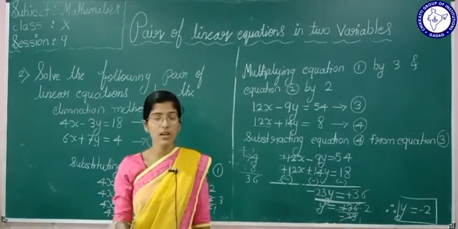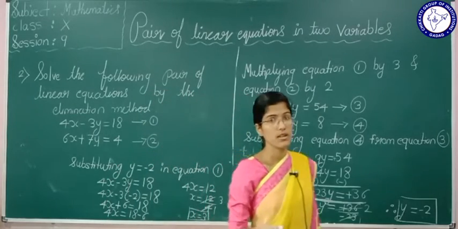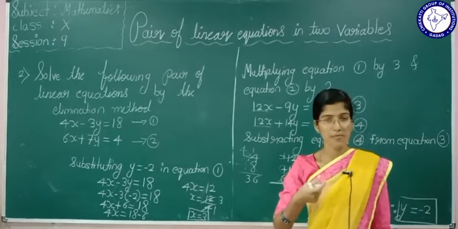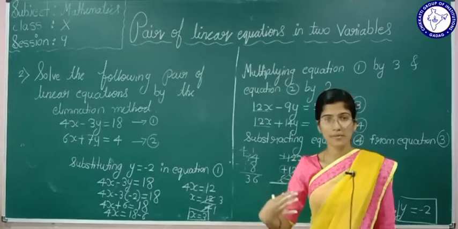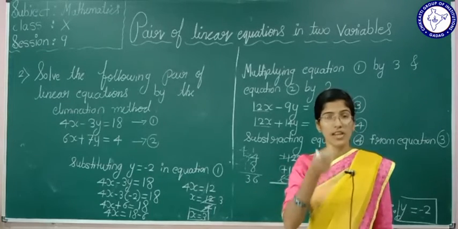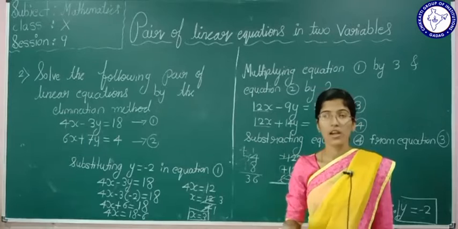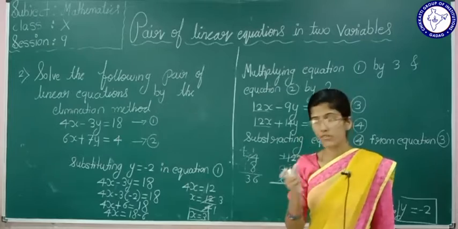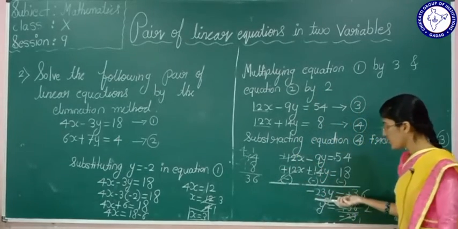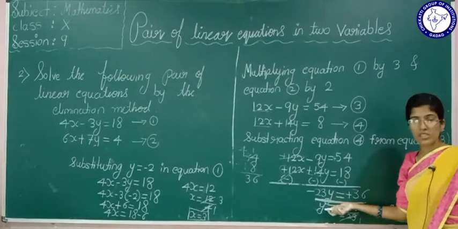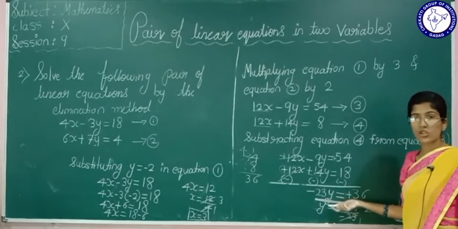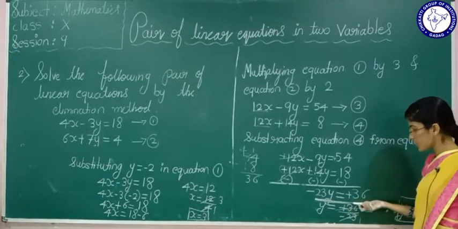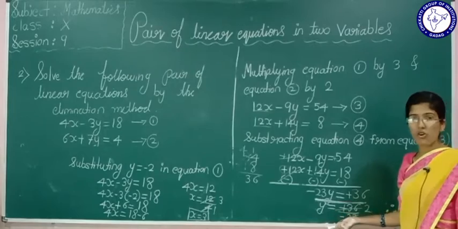What are we removing here? We are removing one variable. How to remove that? Their coefficients should be the same, and we have to add or subtract in such a way that the variable is eliminated. If we eliminate that variable, we will get a linear equation in one variable. Definitely we are very perfect in this, because in 8th and 9th standard we have solved such types. If we get a linear equation in one variable, definitely we can solve this.